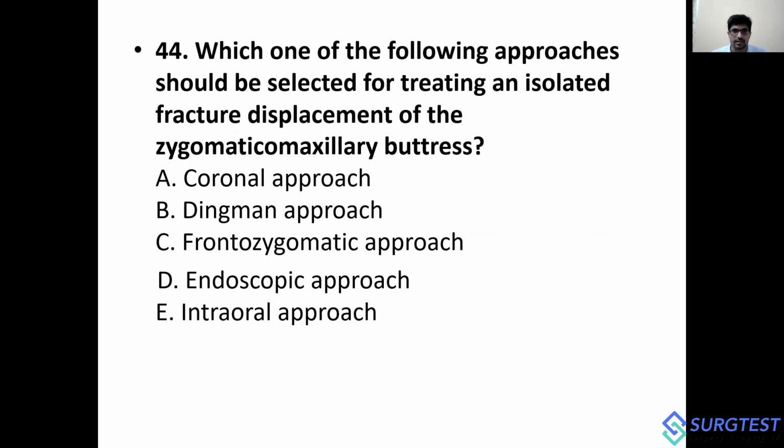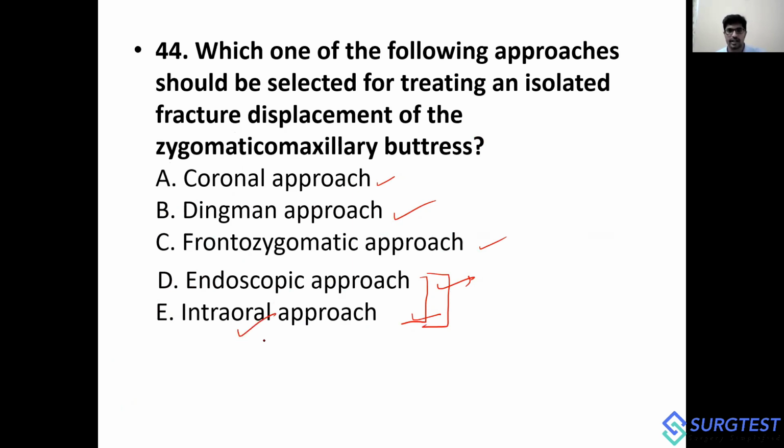So the next question is, which one of the following approaches should be selected for treating an isolated fracture displacement of the zygomatico-maxillary buttress? When there is an isolated fracture, we can definitely rule out the coronal approach, which is considered for panfacial fractures. The Dingman approach is also one of the approaches for closed reduction of zygoma. This is for ZF. Endoscopic approach, you can go for this answer also. This is through the maxillary antrum, also the intraoral approach. Among these two options, the most commonly performed is the intraoral approach.